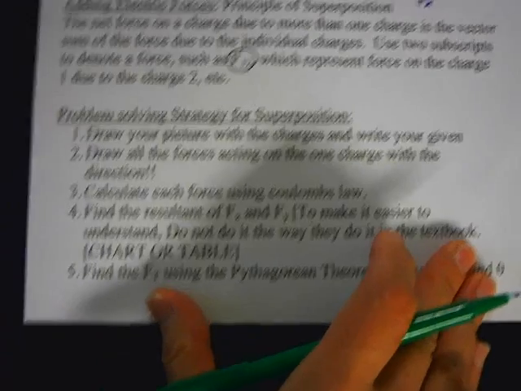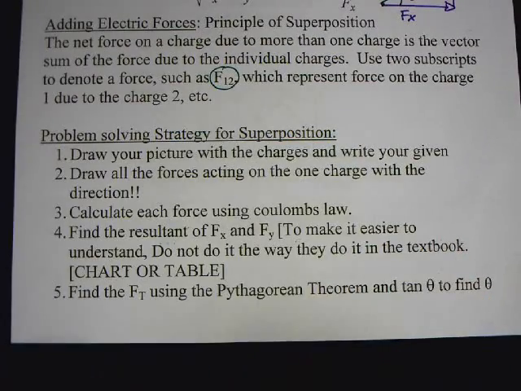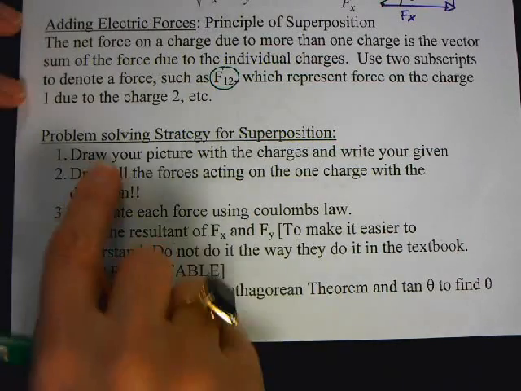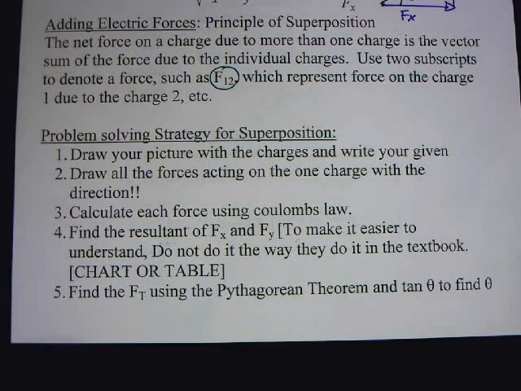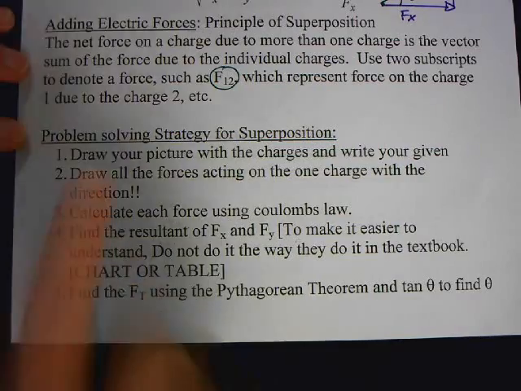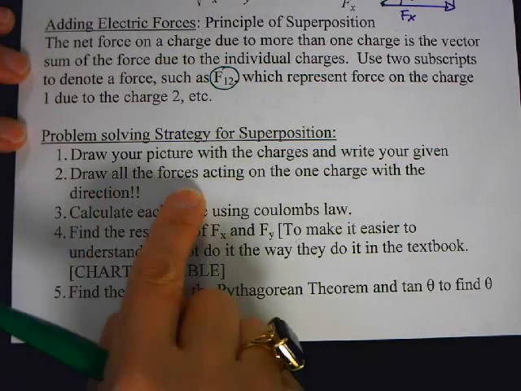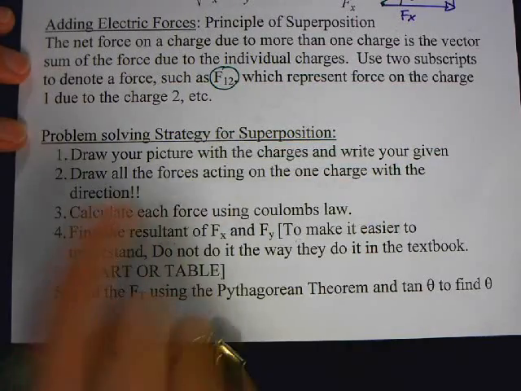So here's our problem-solving strategy. What I did is actually do it step by step. When you're doing tonight's homework, you can refer back to this. You're going to draw your picture. I can't work a problem unless I have a picture, because remember, vectors have both magnitude and direction, and I need to draw which direction the force is acting. Why? Because of my sign convention. Is it positive or negative? So we have to establish our sign convention. Draw all the forces acting on one charge with the direction.